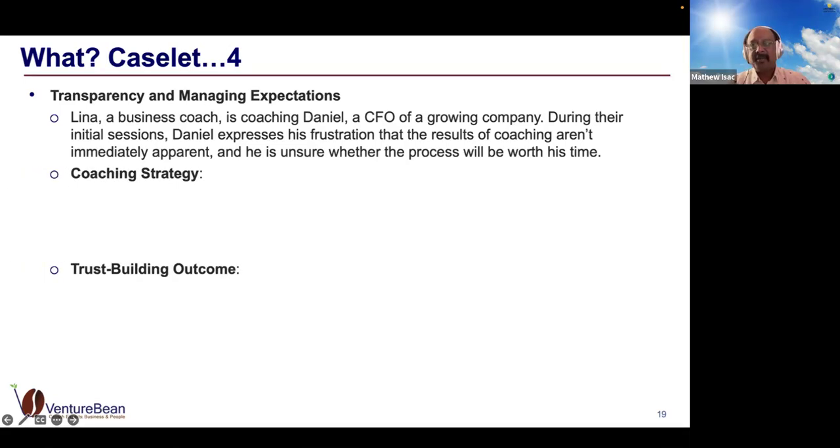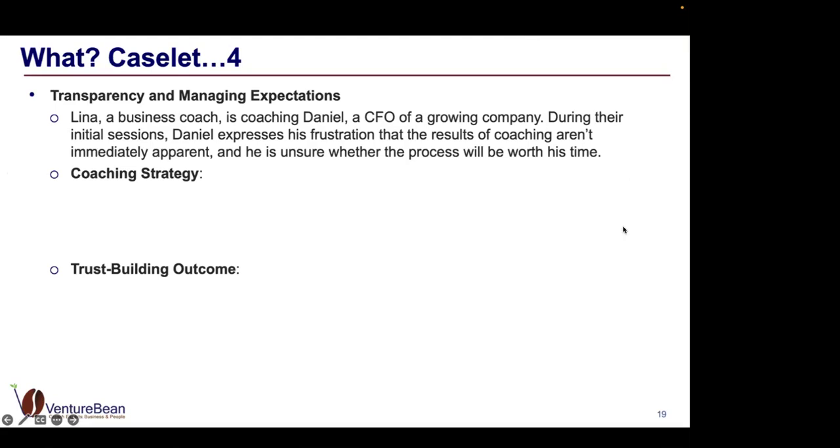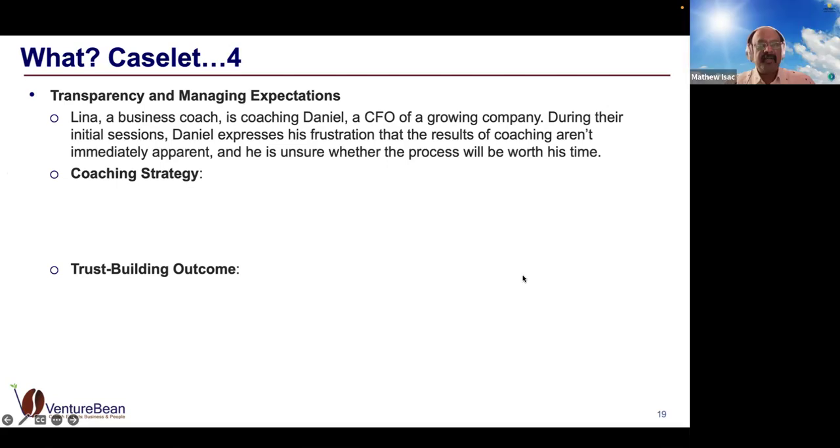I think Kingshuk has stepped away for a while. So Jigar, do you want to try this till Kingshuk gets back? Okay. Here's Lena, a business coach, coaching Daniel. Daniel is a CFO of a growing company. During the initial sessions, Daniel expresses frustration: coaching is not working, and he's not sure whether coaching will be worth his time.